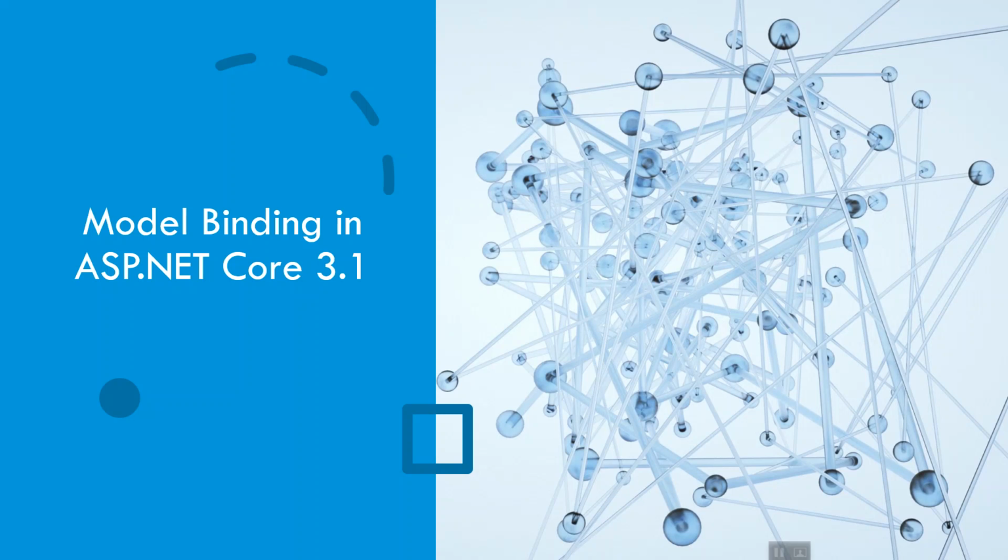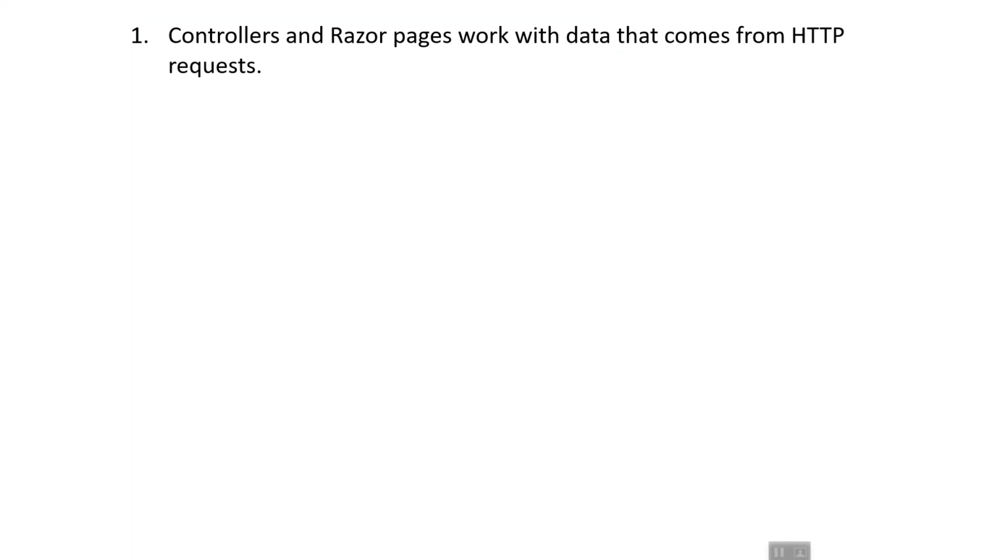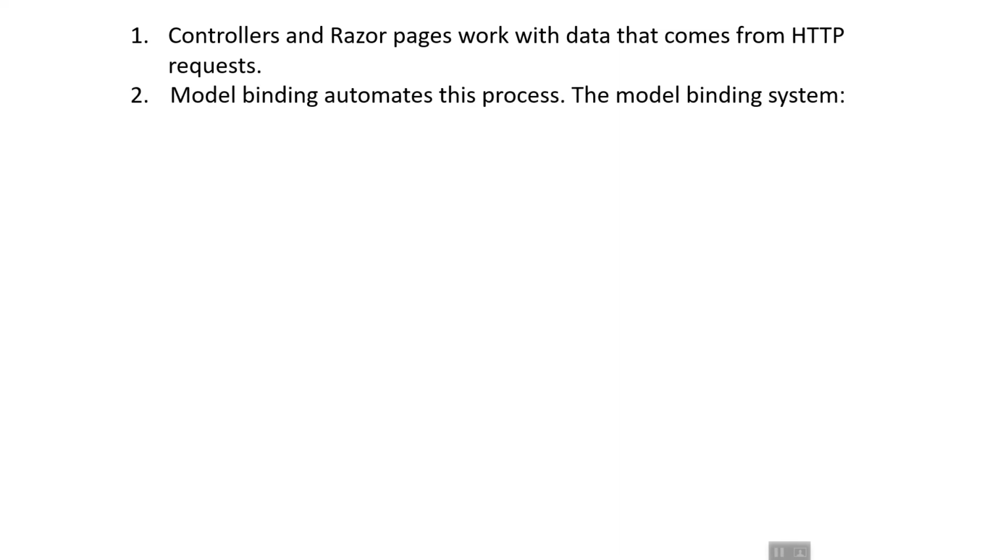So I'm back with you for my ASP.NET Core 3.1 playlist, and today I'm going to discuss model binding in ASP.NET Core 3.1. In this tutorial today, I shall be covering what is model binding and the basics with some code snippets. Controllers and razor pages work with data that comes from HTTP requests. When I say controllers, it includes the MVC controllers as well as Web API controllers. And model binding automates this process.